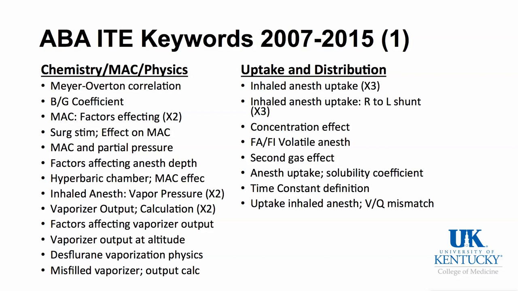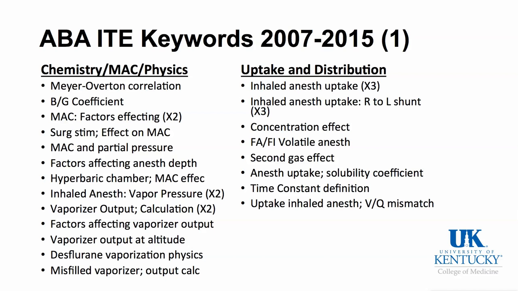some of the things such as hyperbaric chamber or other factors affecting anesthetic depth, vapor pressure of inhaled anesthetics, calculation of vaporizer output, when you know the vapor pressure, what happens at altitude, what happens if you misfill a vaporizer.